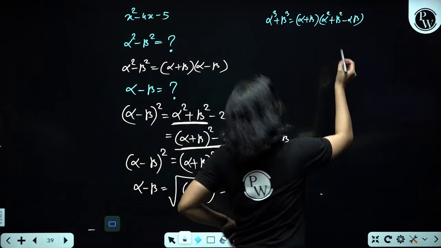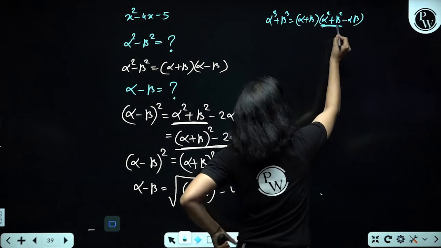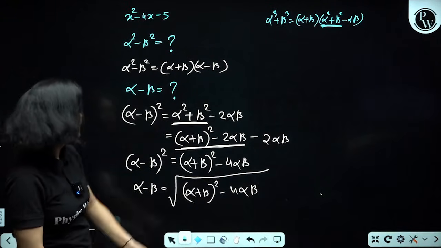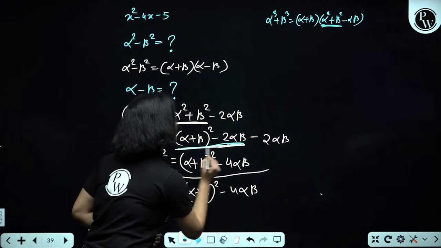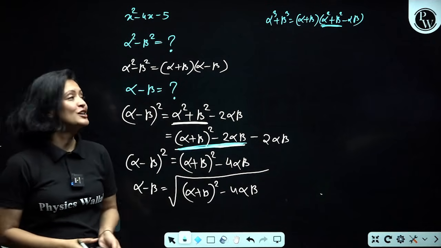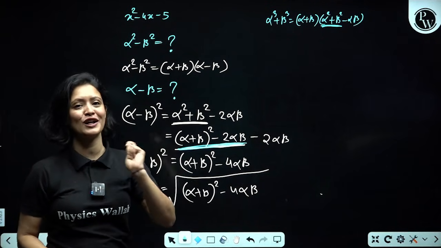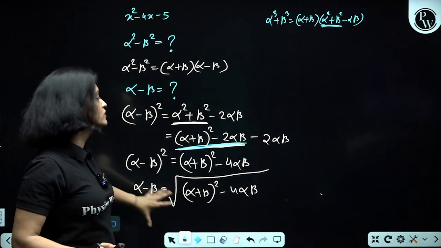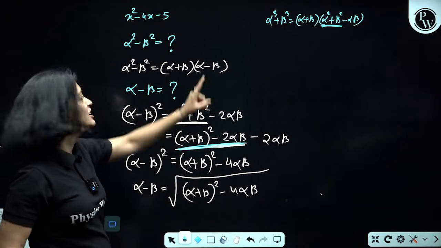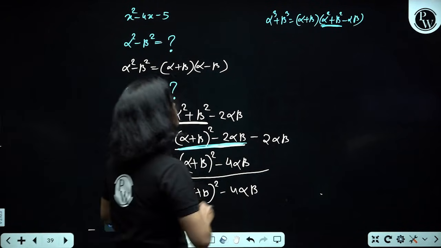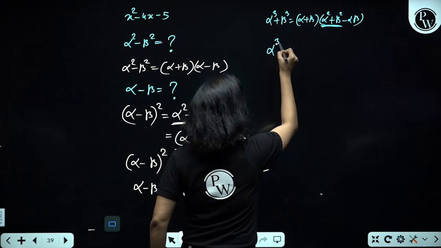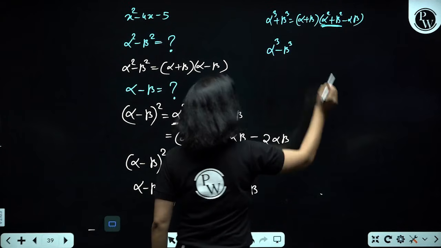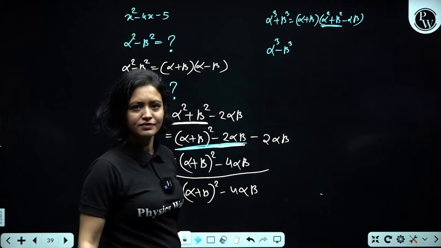The main thing is figuring out alpha square plus beta square. But you already know how to figure out alpha square plus beta square, don't you? You can use this here. That's it. So the main thing is remembering how to figure out alpha square plus beta square, because that is used in a lot of these questions. So you can use that. Similarly, alpha cube minus beta cube, everyone, you can figure it out, right?